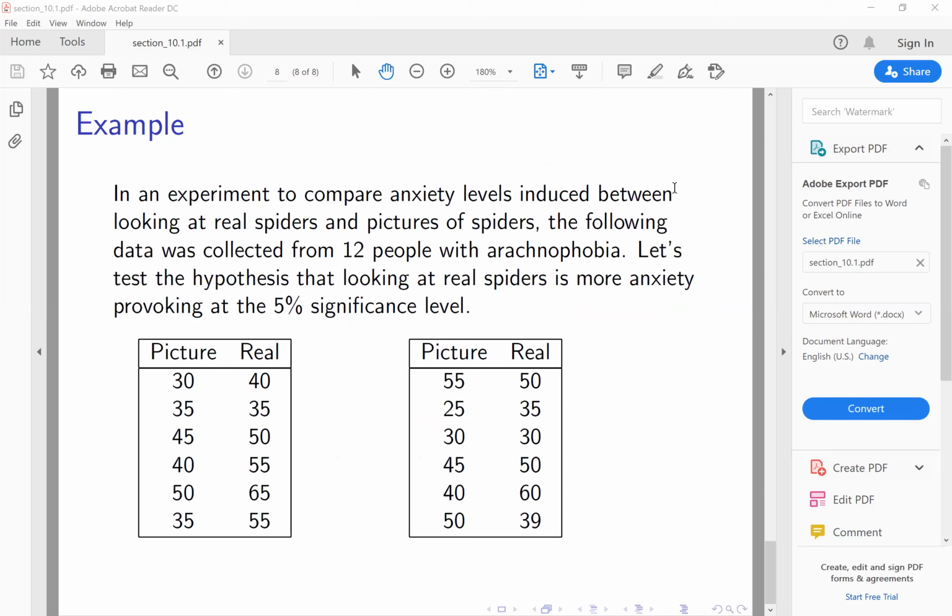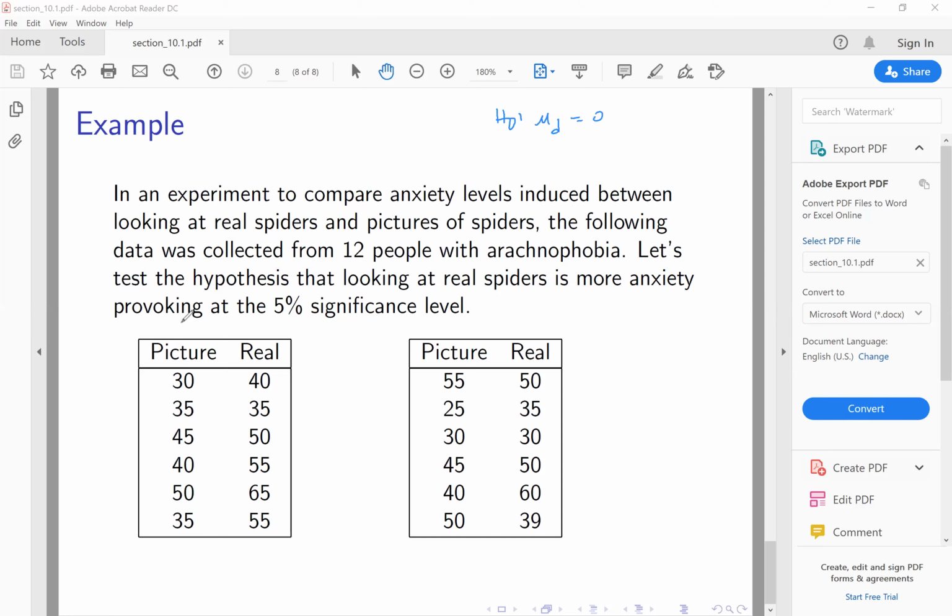So we're going to do an experiment where we compare anxiety levels induced by looking at real spiders and pictures of spiders. See, we're measuring the same thing for each individual, their anxiety levels. And we're also measuring that each person gets 2 scores. Okay, so let's take a look. We're going to have a null hypothesis. And the null hypothesis is that there's no difference between the two.